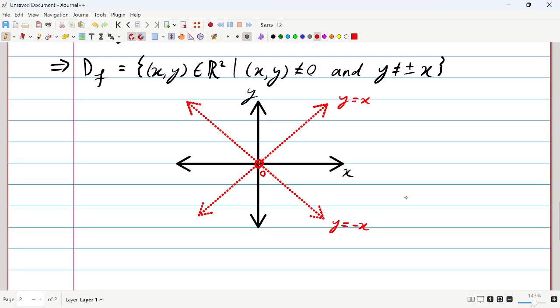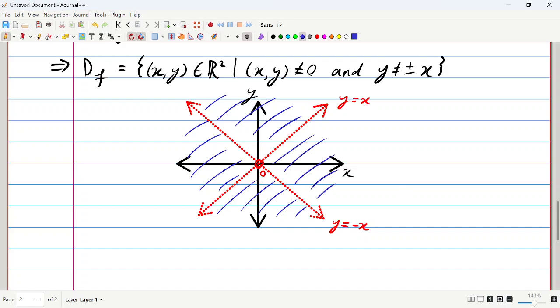And then for our whole domain, let's do it in a different color. Let's do it in dark blue. Our domain will be everywhere except those lines and the origin. So let's just shade in the region around those lines and around the origin point. And from here, that should be our domain. So this we can call the domain of f.